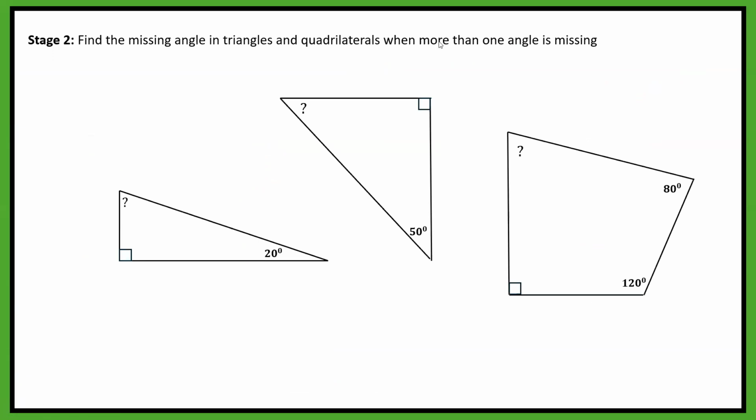So that's stage one. Stage two is all about finding the missing angle when more than one angle is missing. What I mean by that is if you look at the first shape on the screen here, the one on the far left, this triangle, we've got two angles missing. And if you look at the angle in the middle, we've got two missing. And if you look at the final one on the far right, we've got two missing. So this time we need to rely on another technique because we can't add all of the known angles because we have too many angles that aren't known, okay? So we need to do something else here.